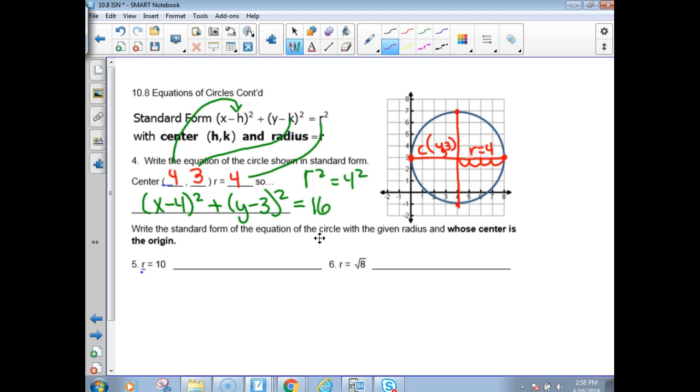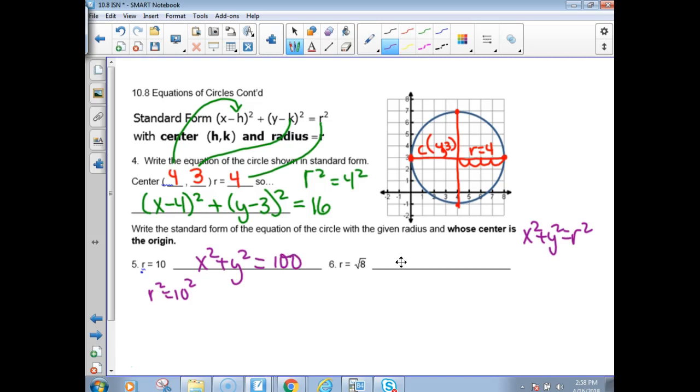Now write the standard form of the equation of the circle with the given radius whose center is the origin. Those would be like this: x squared plus y squared equals r squared. So this is going to be x squared plus y squared equals r squared is 10 squared, which would be 100.